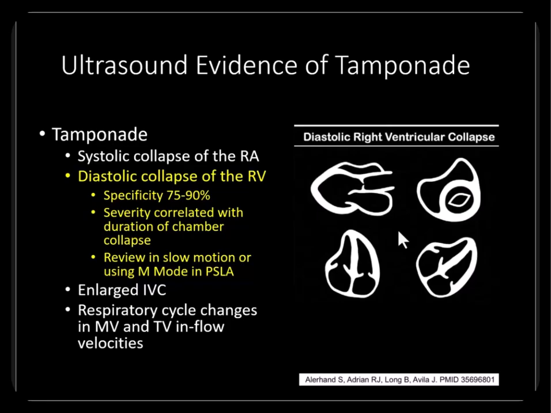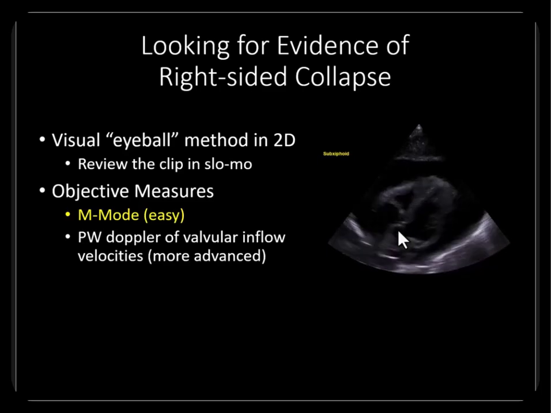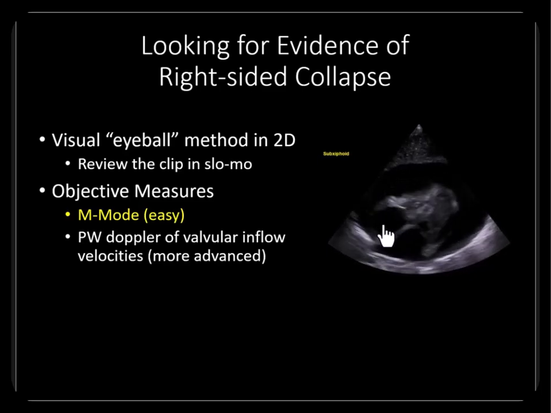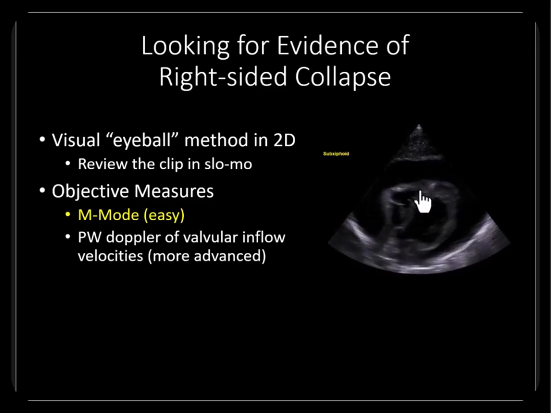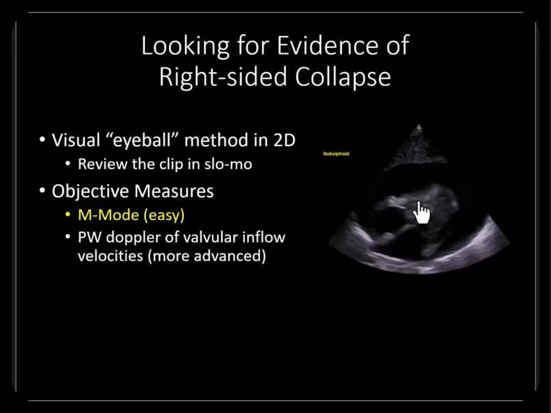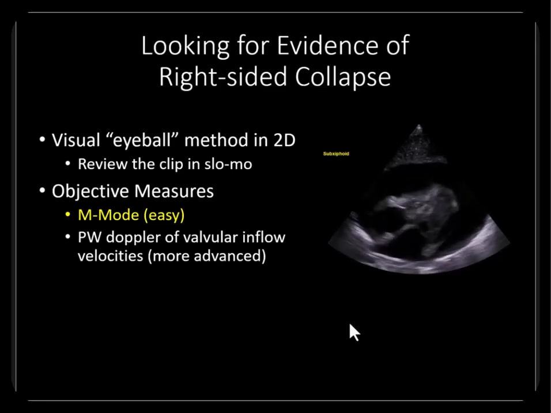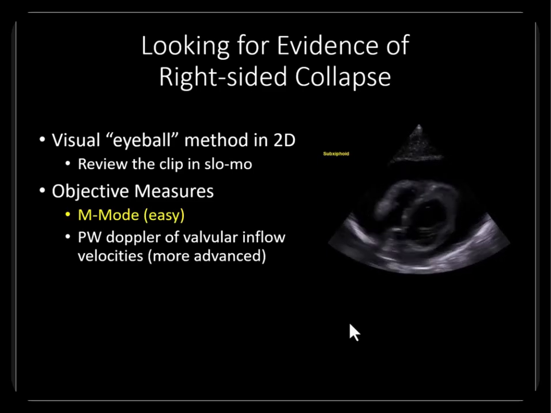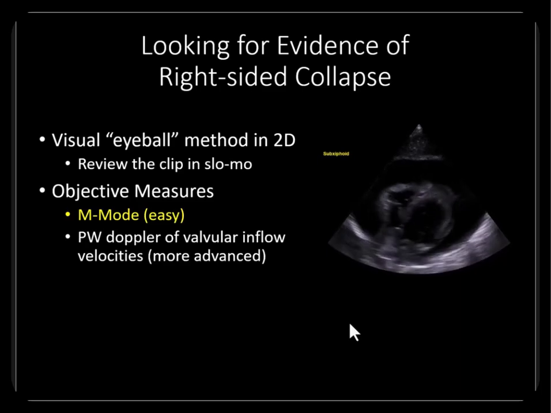Let's just quickly jump into looking for evidence of collapse using the eyeball method before we go to M mode. So visually looking at what's going on with the right side of the heart, we can see there is bowing in of the right atrium. We can see that the RV wall is collapsing, nearly obliterating the cavity of the right ventricle in this patient with a large pericardial effusion. And as I mentioned before, this can be very helpful to review in slow-mo.